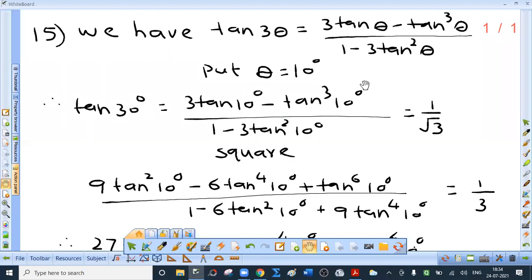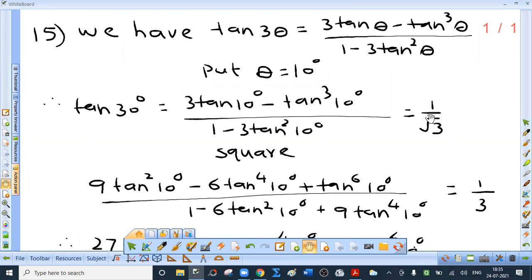15th one, prove that 3 tan raised to 6 10 degree minus 27 tan raised to 4 10 degree plus 33 tan square 10 degree equal to 1. Now this is the most important step. What is tan 3 theta? 3 tan theta minus tan cube theta upon 1 minus 3 tan square theta. Put theta equal to 10 degree. So tan 30 degree, because theta is 10. So 3 theta is 30 degree.